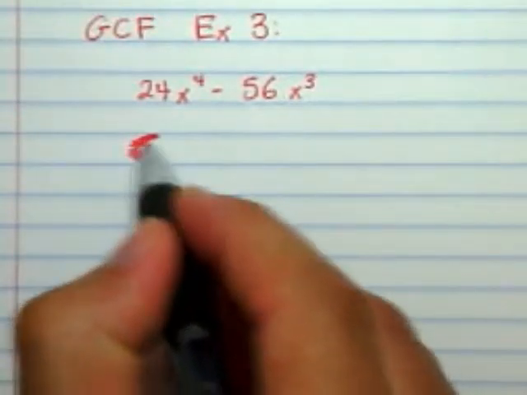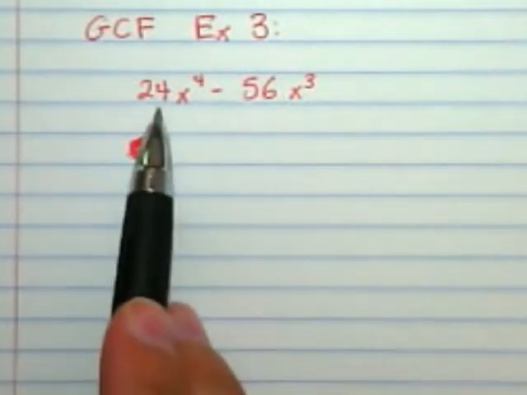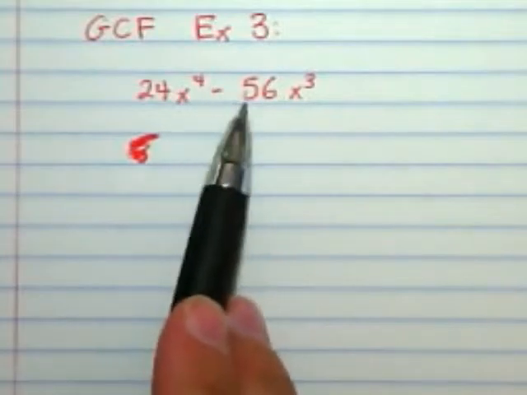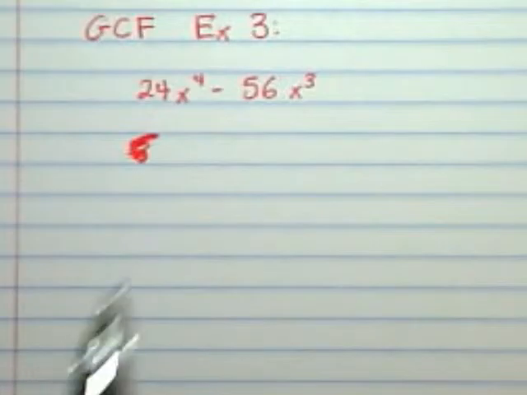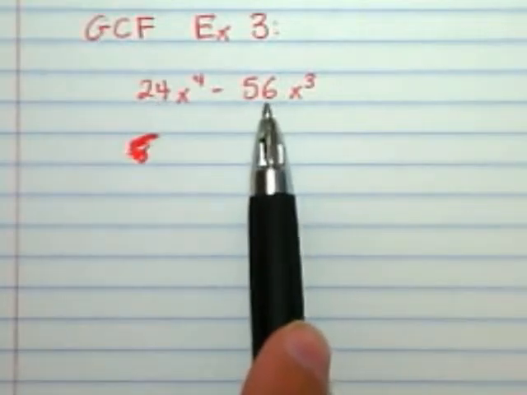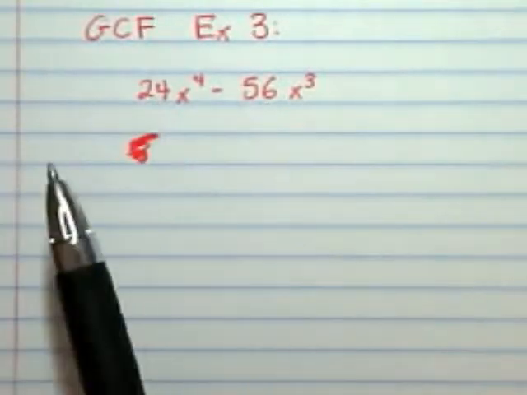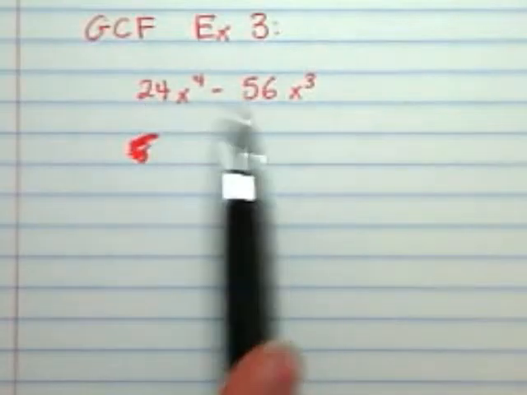This is going to be GCF example 3. We have 24x to the fourth minus 56x to the third. First, we need to look at our numbers. We have 24 and 56. So we need to know what's the highest number that goes into 24 and 56.